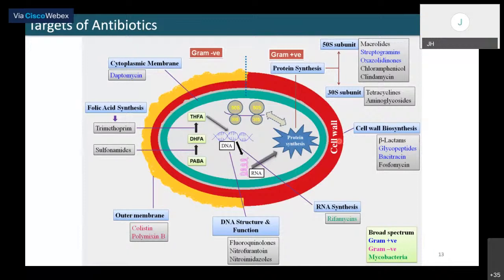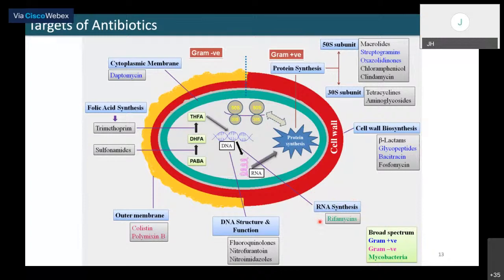There are antibiotics which can inhibit protein synthesis. Some antibiotics, tetracyclines, aminoglycosides and many others, can go and inhibit their protein synthesis. If they cannot synthesize their proteins, they will die. They cannot survive. There are also some antibiotics which can inhibit the synthesis of RNA.